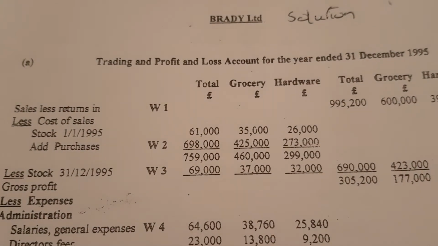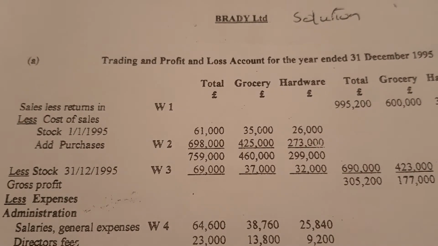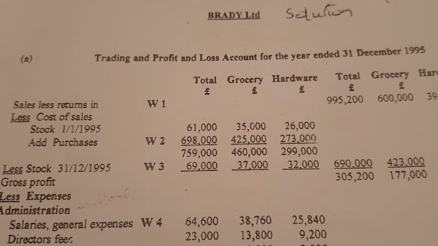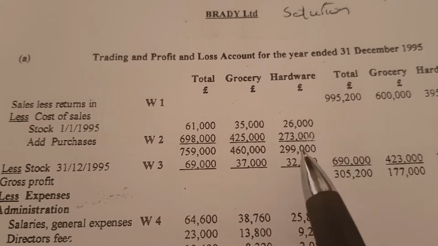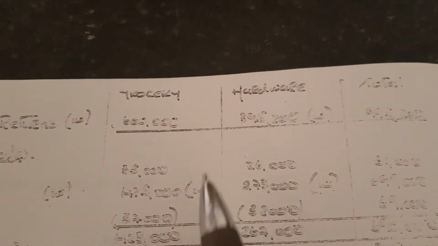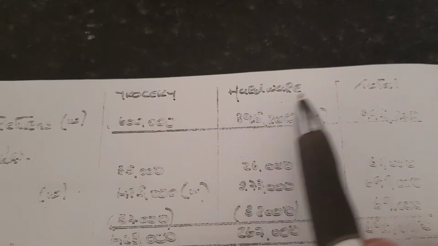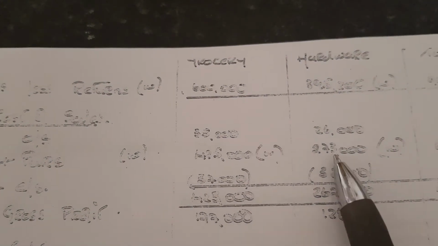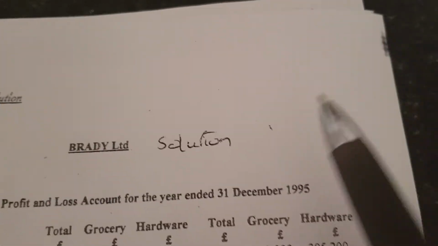Now, this is a pretty cumbersome presentation. As you can see here, they've got 6 columns. Now, my preferred way of doing it would be like this. Just have 3 columns. Just have a grocery, a hardware, and a total. And now it's not very clear on this, but let me go back to this then.